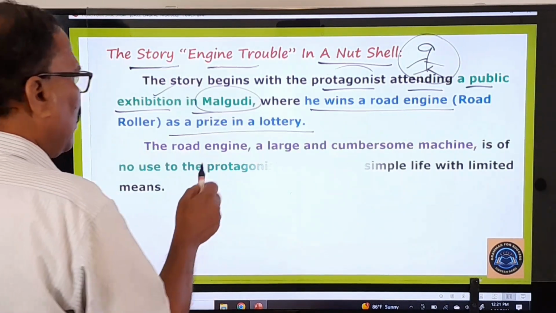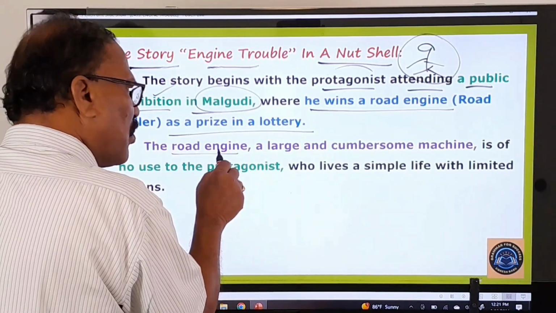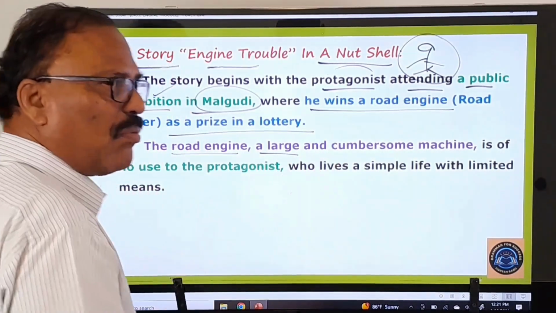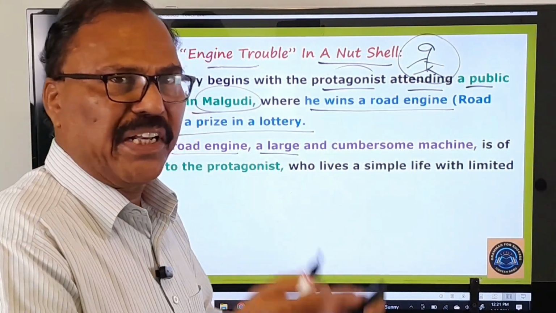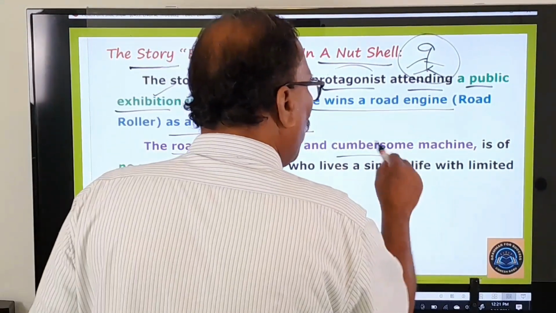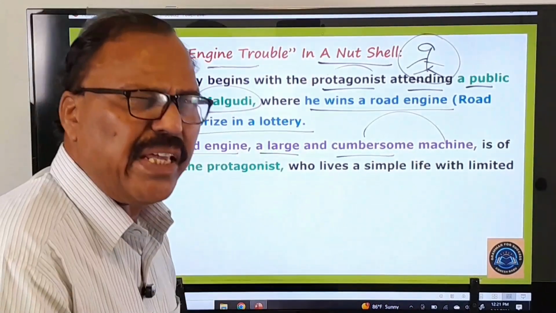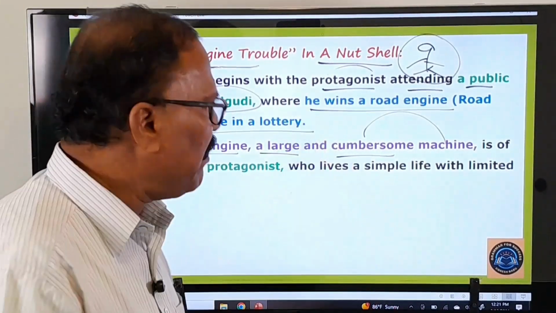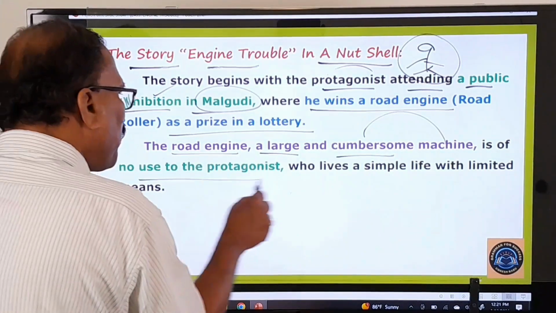That point is clear. The road engine, the road roller, a large one. You know very well how that road roller will be. It will be very large, and also it will be a cumbersome machine. Cumbersome means very heavy. A very large, very heavy machine is of no use to the protagonist.